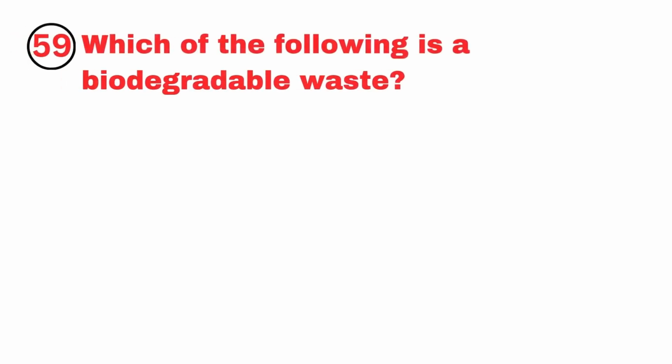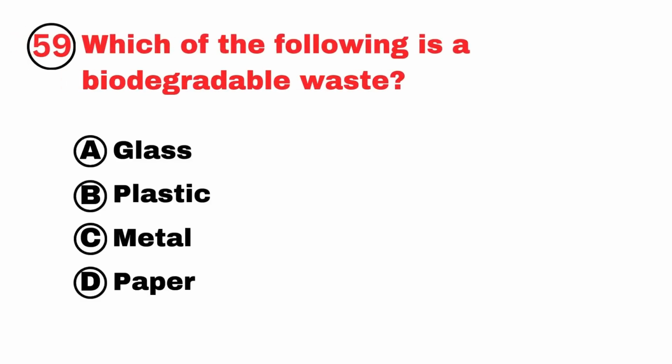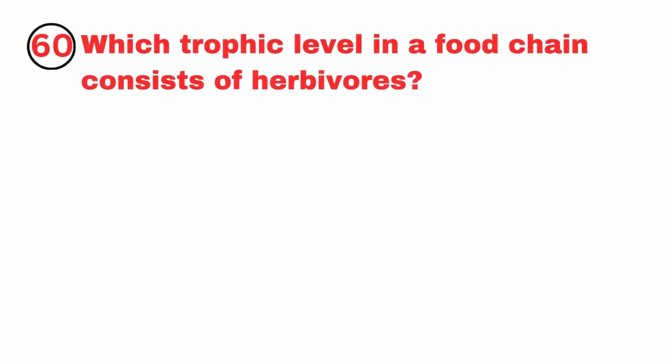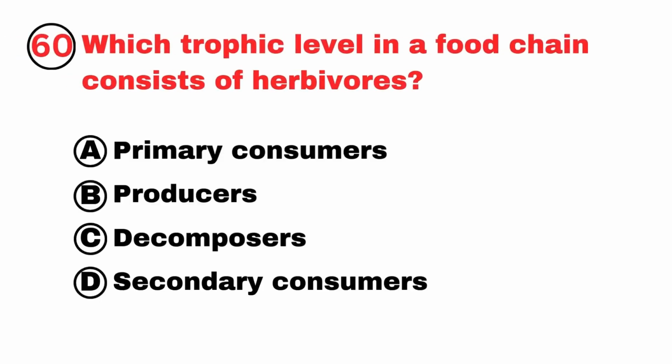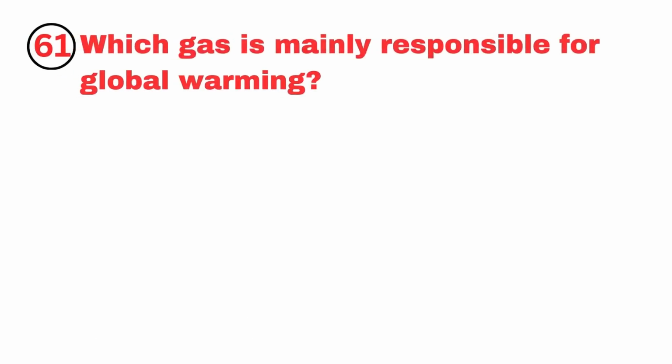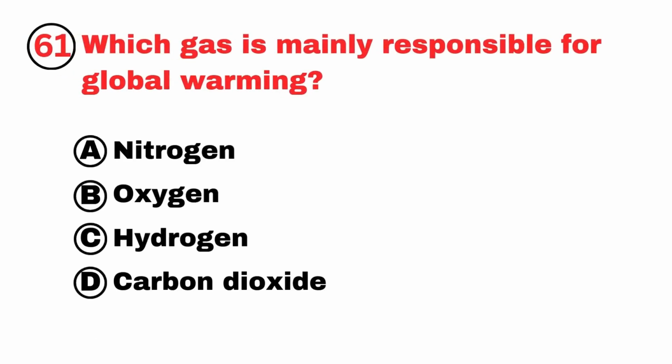Which of the following is a biodegradable waste? Paper. Which trophic level in a food chain consists of herbivores? Primary consumers. Which gas is mainly responsible for global warming? Carbon dioxide.